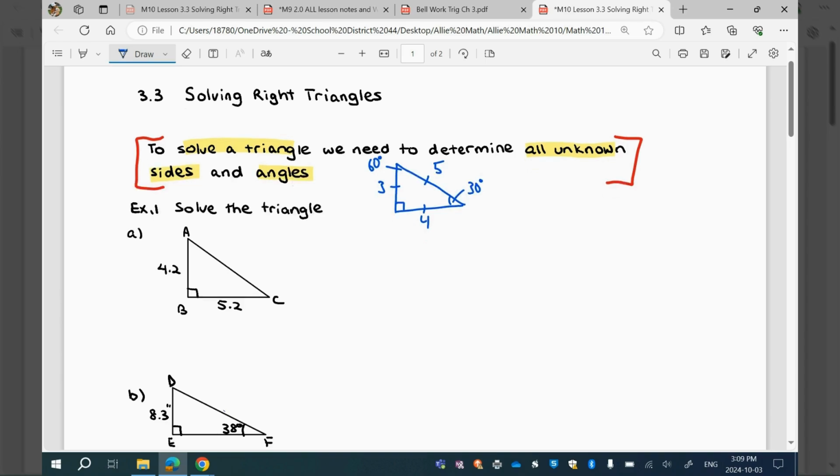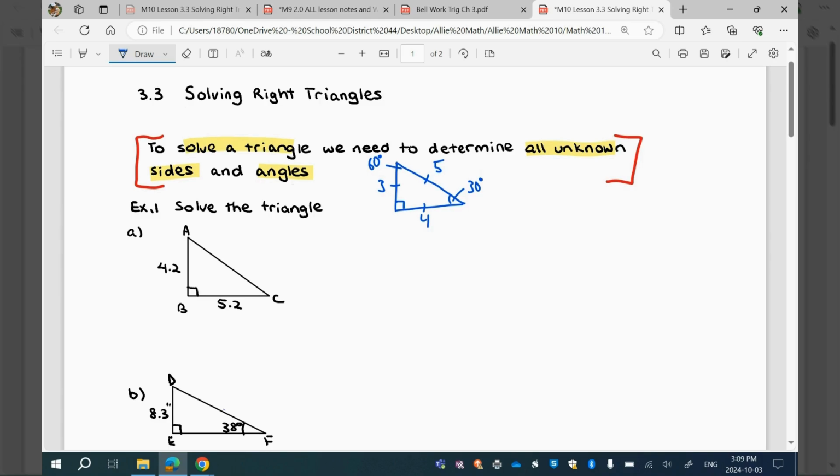So we need to use all the tools that we have: the Pythagorean theorem, our SOHCAHTOA, a squared plus b squared equals c squared, and the fact that angles in a triangle equal 180 degrees. We have to use all of these facts to solve our triangle.